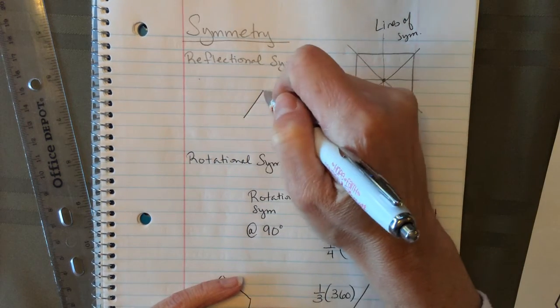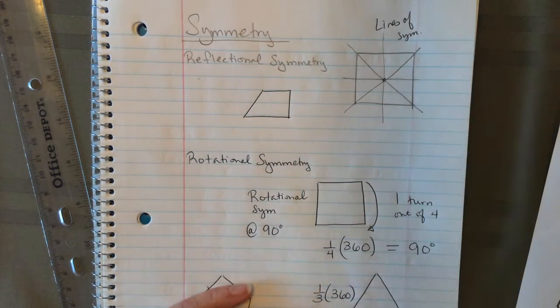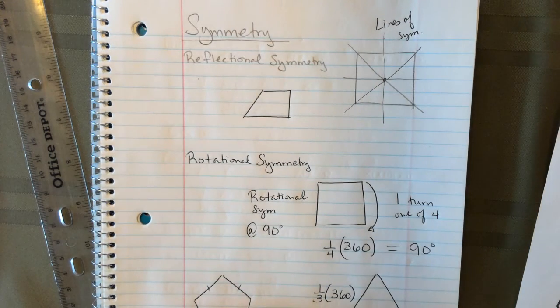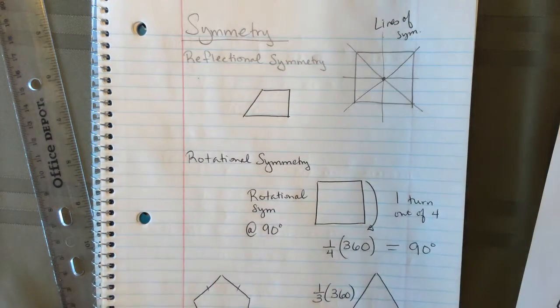I could give you an example of a trapezoid. No matter how I attempt to cut that baby, it doesn't have a line of symmetry. So remember, a line of symmetry is where it folds back to map upon itself.